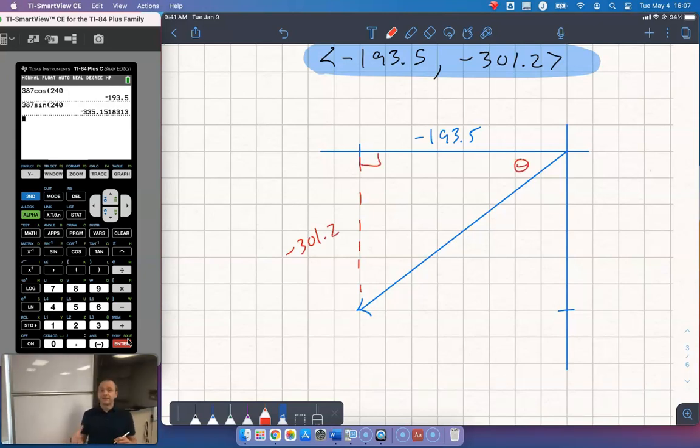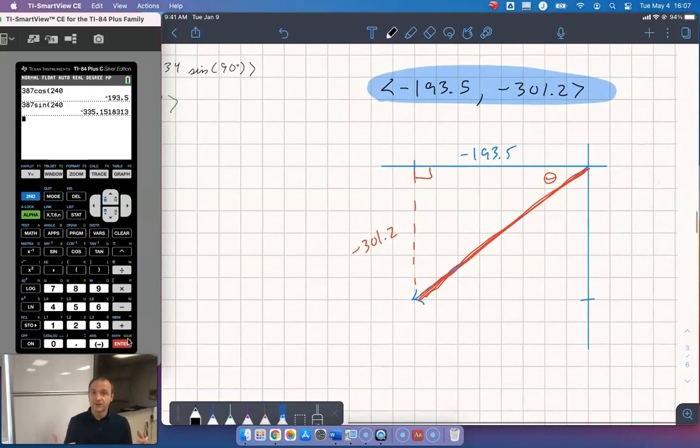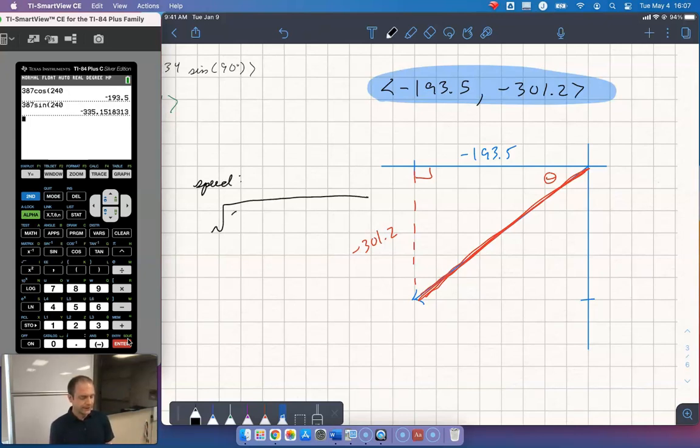Well, how do I find my speed? Well, speed is the magnitude. Speed is the length of the vector. Well, how do I find that? Well, I find the speed with the magnitude, which is the Pythagorean Theorem. So for my speed, I'm going to do the square root of negative 193.5 squared plus negative 301.2 squared.